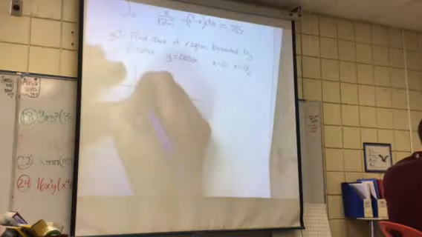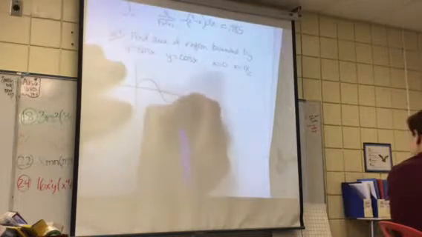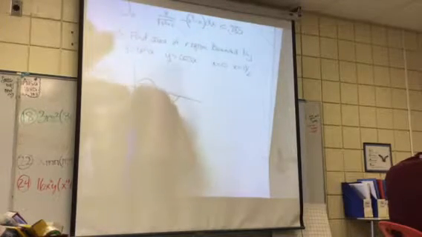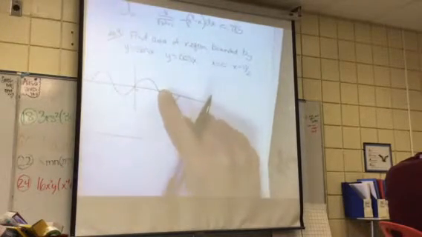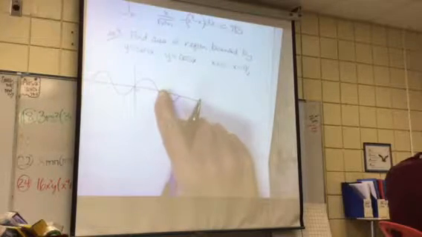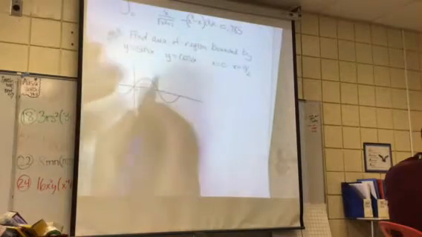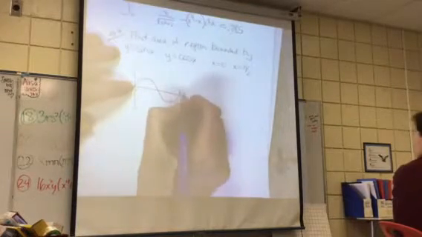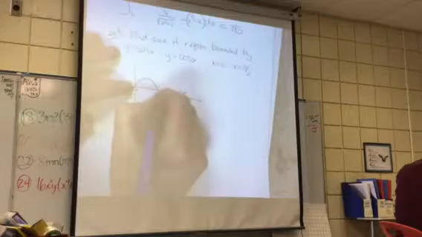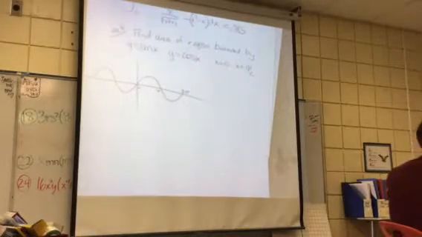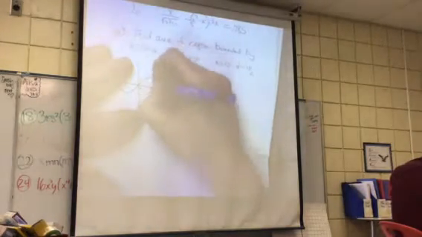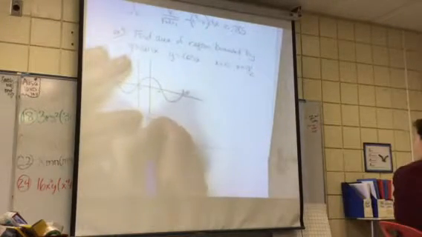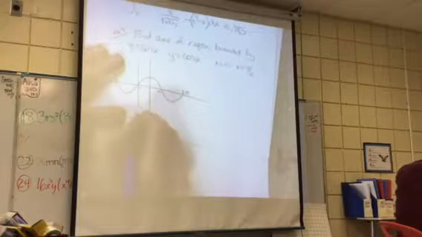Let's draw our sine and cosine curves. This is the sine curve. What is this x-intercept? Pi. One full rotation of sine is 2 pi, so this is just pi, and pi over 2 is right over here at the top. I'm going to draw that as a boundary, x equals pi over 2, and also x equals 0.